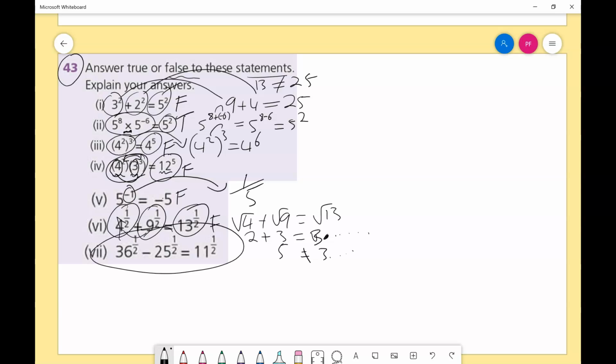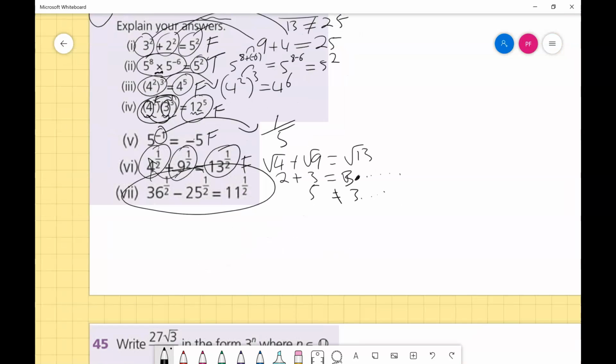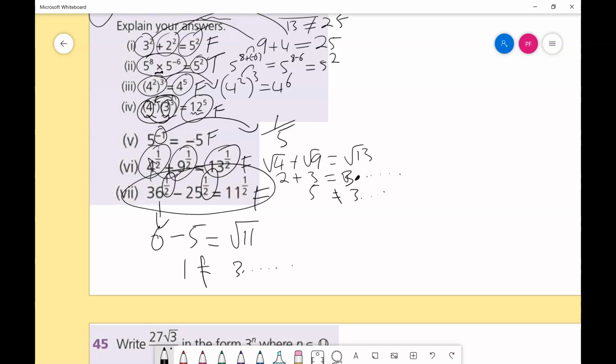And then 36 to the power of a half minus 25 to the power of a half equals 11 to the power of a half. So again, we can't just take our numbers and have them equal, but let's just check the values in case. Power of a half means square root. Square root of 36 is 6. Square root of 25 is 5. Power of a half means the square root of 11, and that is 3 point something again. Anyway, they're not equal, so it is false.